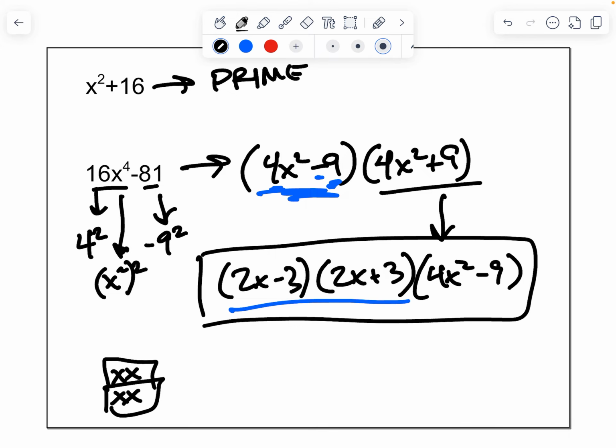This is an example of one where we broke it down, and then what we had, we could even break down further. That does happen.